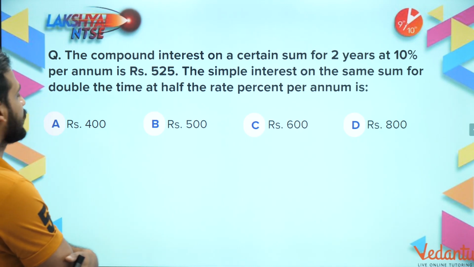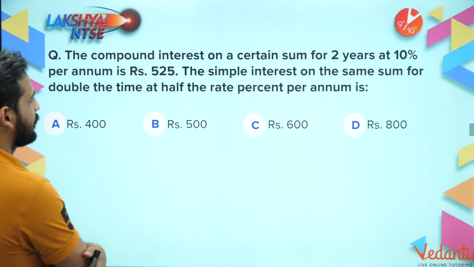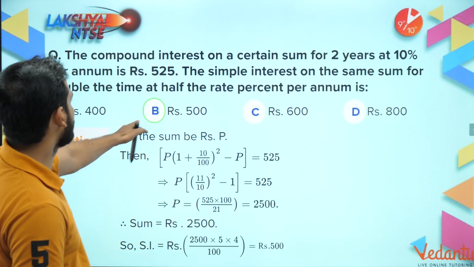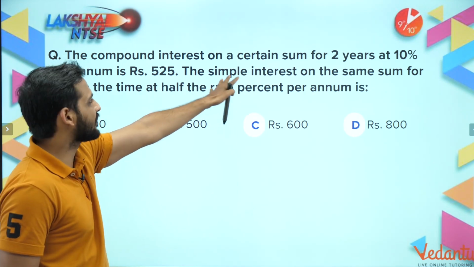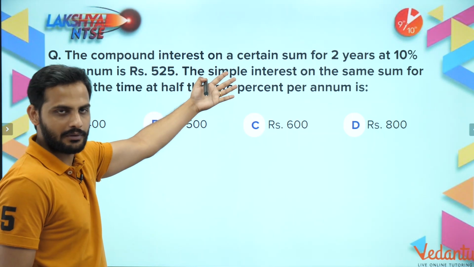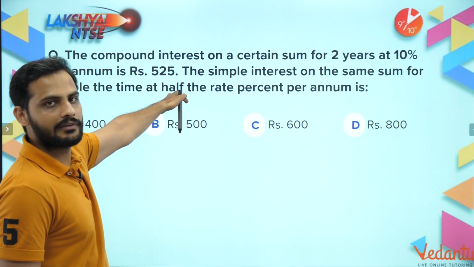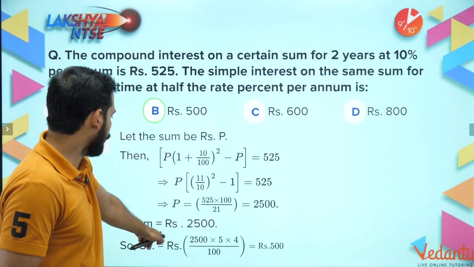The simple interest on the same sum for double the time at half the rate percentage per annum. So here this question again can be solved very easily. First thing, compound interest is given on a certain sum for 2 years. So we need to find out the principal amount first, right? Time is given, rate percentage is given, and compound interest is given. So using the formula, you can see here you have found your sum.